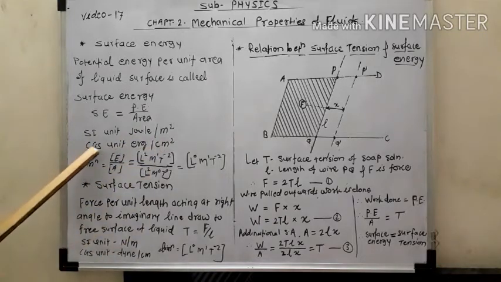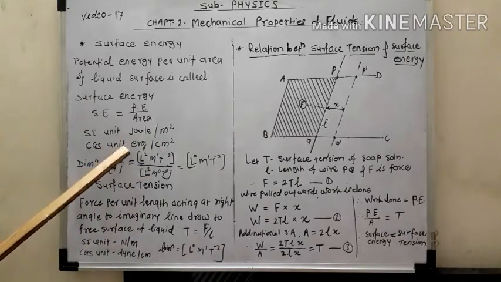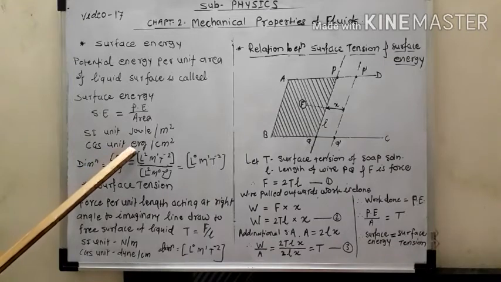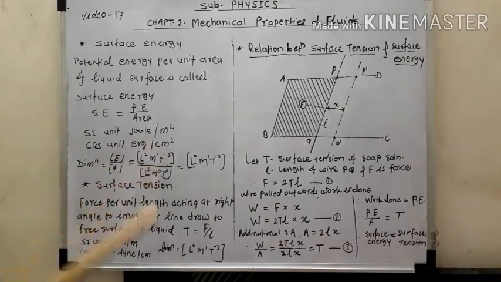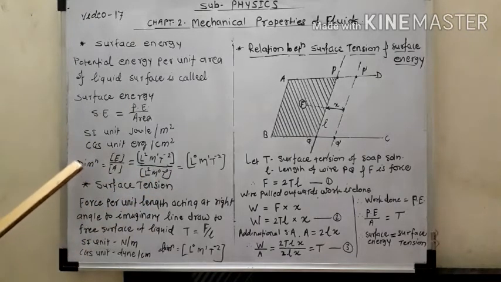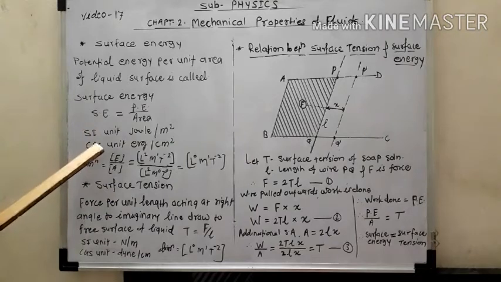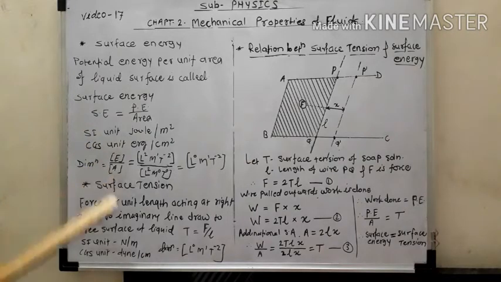Then the CGS unit of surface energy is ergs per centimeter square. Then also we have to find out the dimension. We cannot directly write the dimension. We can solve how to get the dimension of the surface energy. The surface energy is nothing but the energy, potential energy, upon its area.